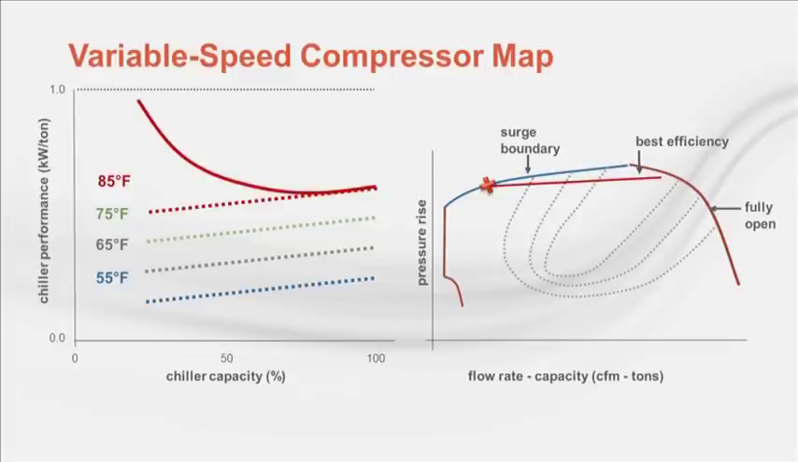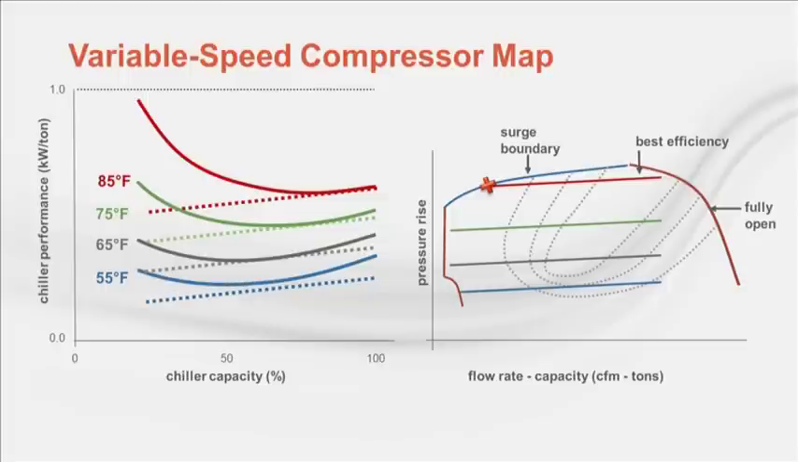Operation at the 85-degree entering condenser water temperature is not much different as compared to fixed speed operation. The performance is similar, and the same considerations regarding surge come into play. However, as one might expect, as the load and lift is reduced, the improved compressor efficiency associated with variable speed operation results in performance that approaches the ideal part load performance targets.